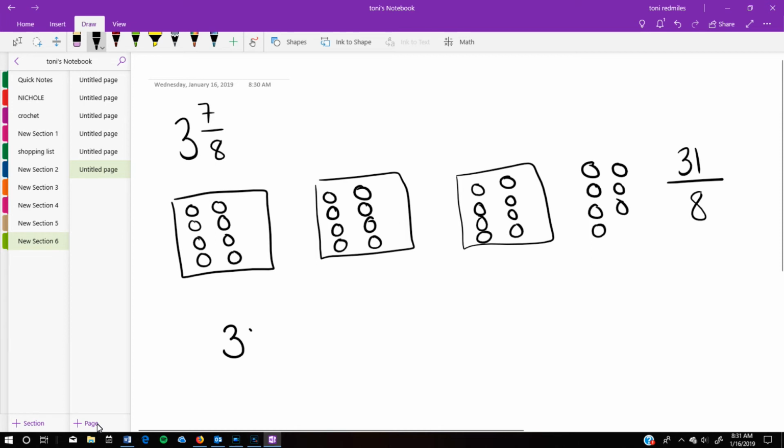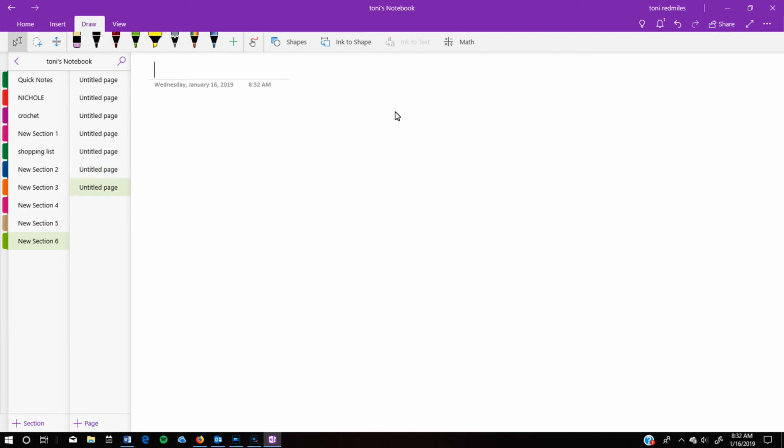So it's going to be 3 times 8 plus 7. This is 24 plus 7. Okay, so that is going to be 31 over 8. All right, so both ways work. One is just slightly quicker than the other. All right, let's turn one more into an improper fraction.